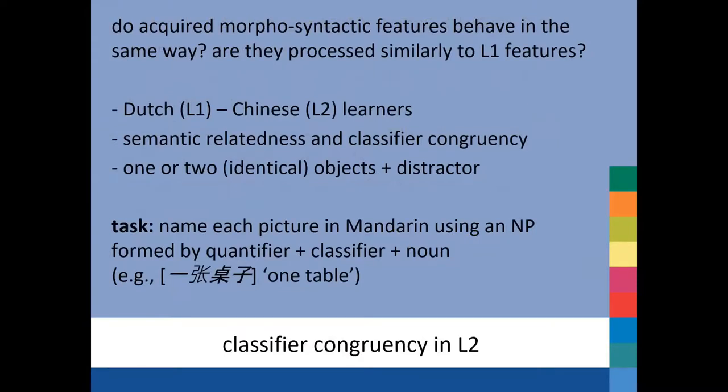So first of all, this is very new data that a PhD student of mine, Xiaoyu Wang, just completed the collection and analysis of. These are Dutch L1 speakers who learn Chinese at a relatively high level, about B1 or B2 level. And we tested whether we can also find these effects of classifier congruency and classifier processing in the speech production of an L2 speaker. The task was that a picture was shown, a distractor word was shown in Chinese, and people had to name the picture in Mandarin using an NP formed by a quantifier, a classifier, and a noun. Okay, so for example, one table.